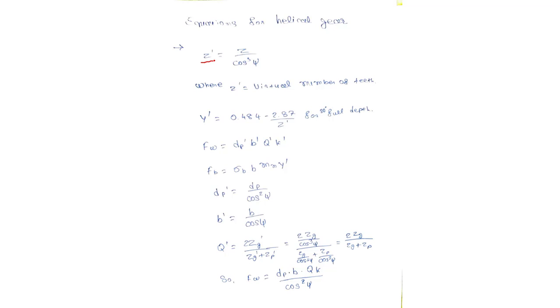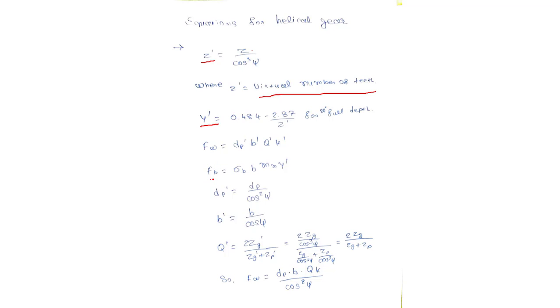Suppose first is Z dash. For the number of teeth, we will use Z dash for helical gear. Z dash is a virtual number of teeth. If it is not virtual, then the number of teeth Z will be used, but for the virtual number of teeth we are using Z upon cos cube psi. In the same way, if the teeth are changed, then obviously the Lewis form factor is changed, so we will use Y dash.